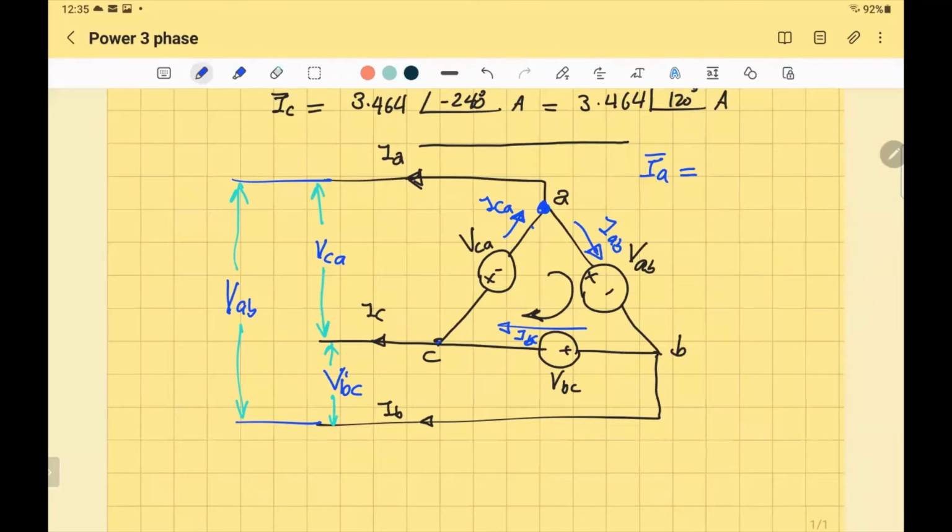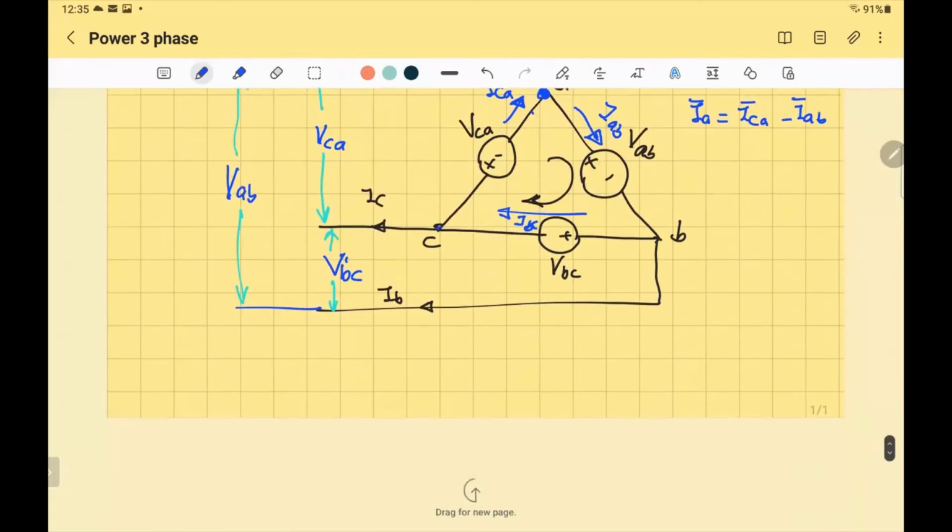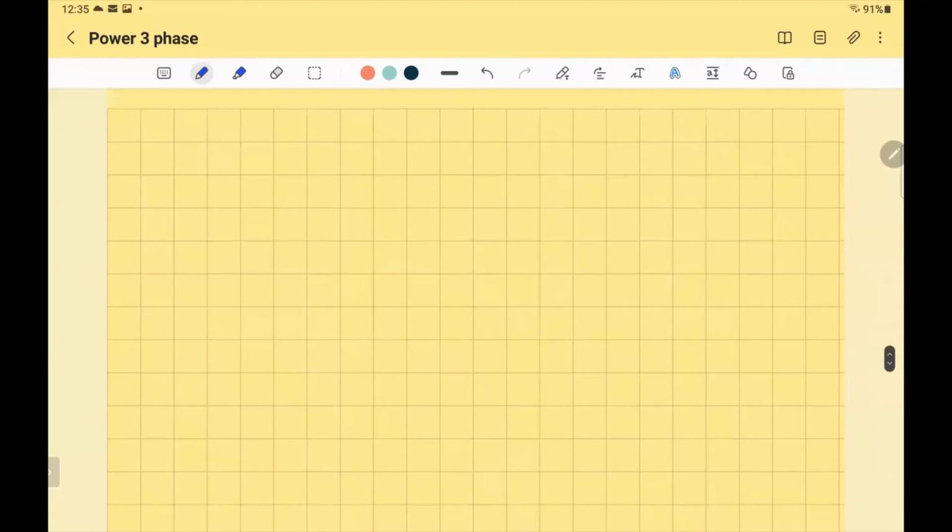If you apply Kirchhoff current law, you can say that at this junction, the input is ICA, and the output is IA and IAB. That's Kirchhoff current law. If you want to find IA, you will say IA is equal to ICA minus IAB. What is the relationship between the line and phase current?